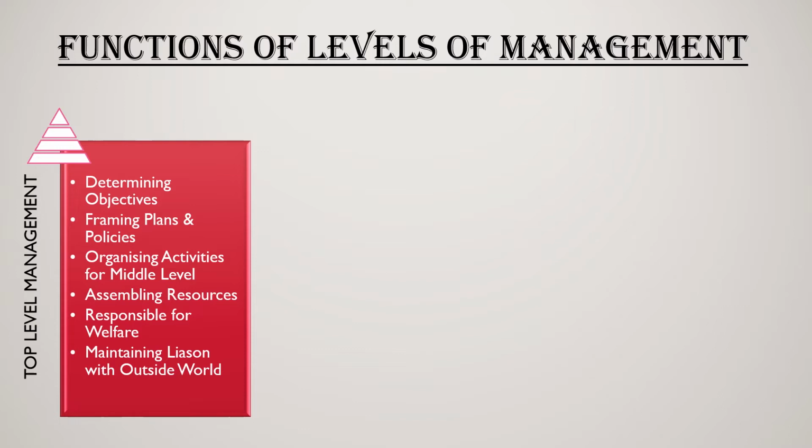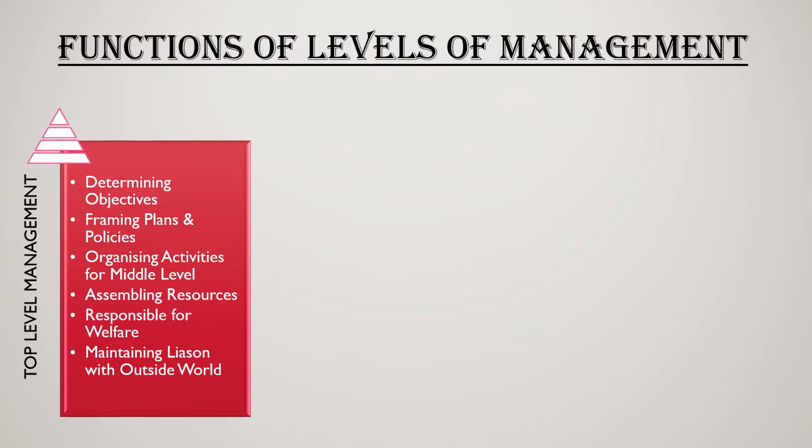And to fulfill these objectives, they frame plans and policies. When they frame these plans and policies, they organize them, actually putting them to work by dividing them into certain activities which they forward to middle level management. So this is the third function, organizing activities for middle level management. Next, to fulfill those responsibilities they have to assemble resources like finance or whatever resources are required. They assemble those resources.